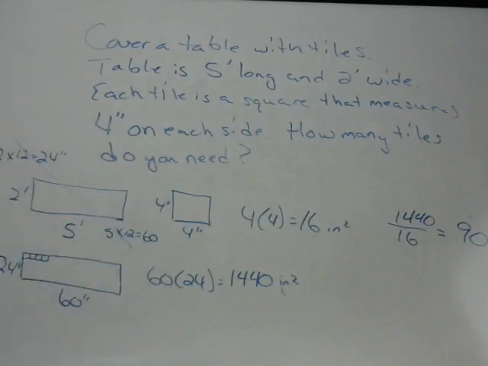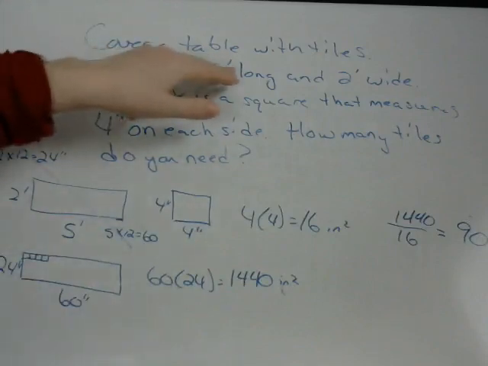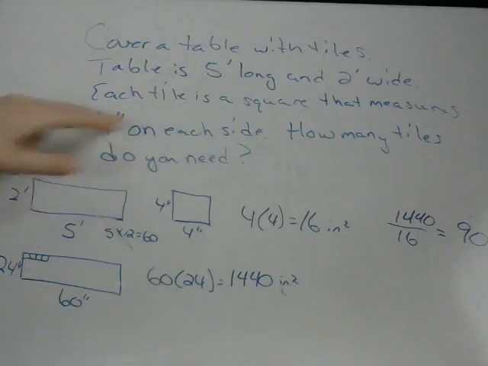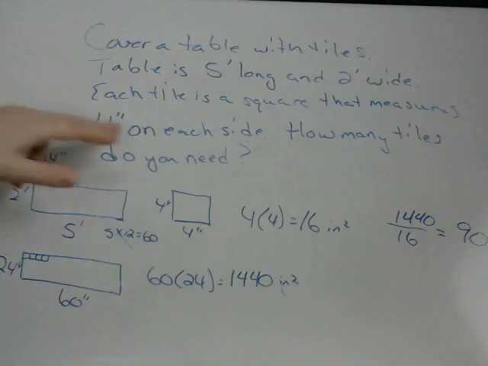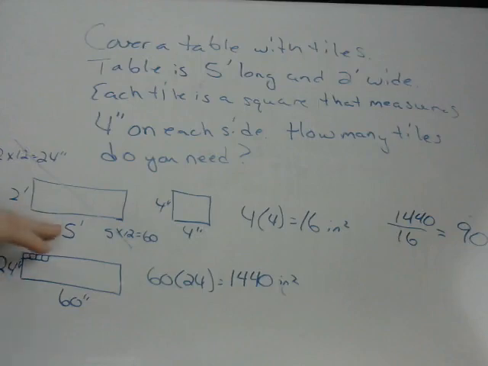So this was a bit of a complicated problem because you have to recognize these are feet, these are inches. So you first have to get everything in the same unit. You can change it all to feet, but 4 inches is 1/3 of a foot, so then you'd be working in fractions, which you can if you're comfortable with that. But it's easier to change everything to inches. 2 feet, there's 12 inches in a foot, so you multiply 12 by 2, and you get 24. 5 feet, 12 inches in a foot, 5 times 12 is 60.